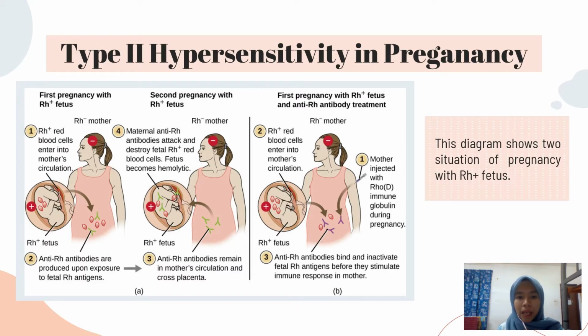In diagram B, HDN can be prevented by administering RhoD immune globulin during and after each pregnancy with an Rh-positive fetus. The immune globulin binds fetal Rh-positive RBCs that gain access to the mother's bloodstream, preventing activation of her primary immune response.